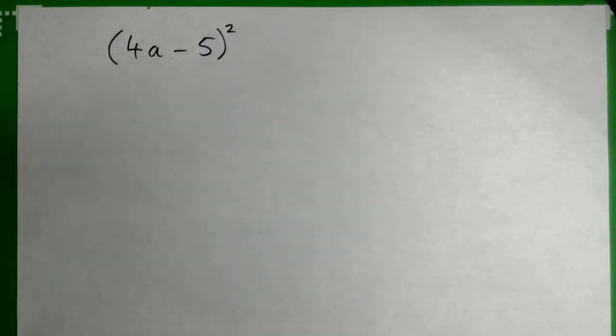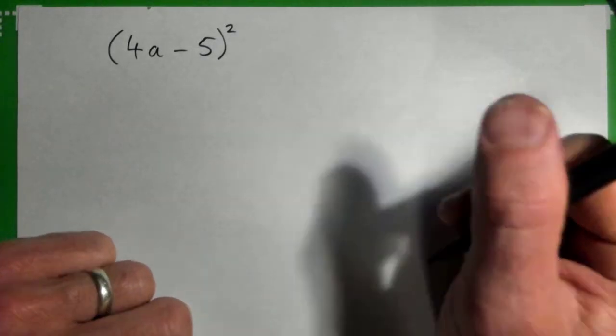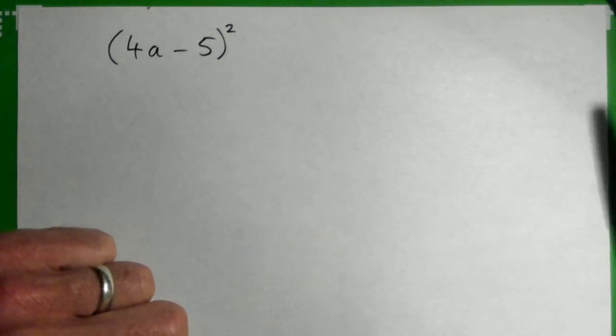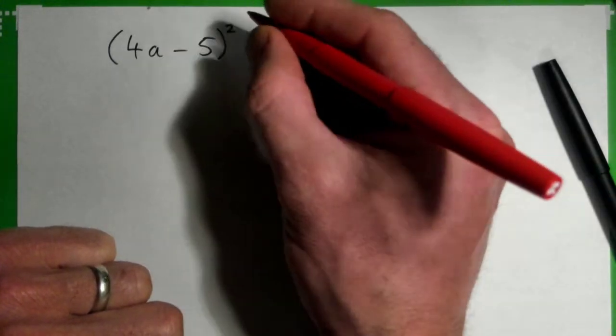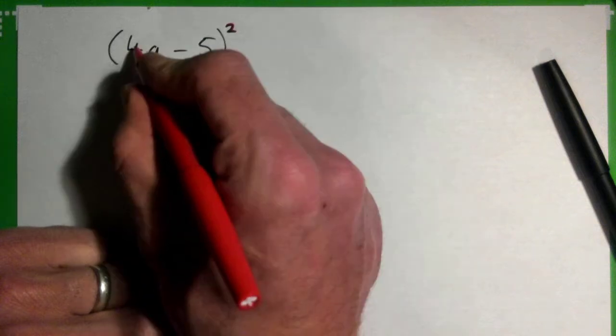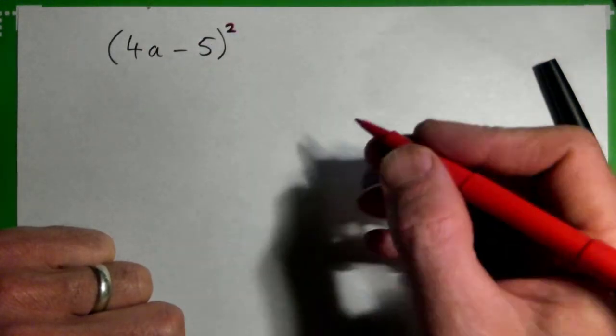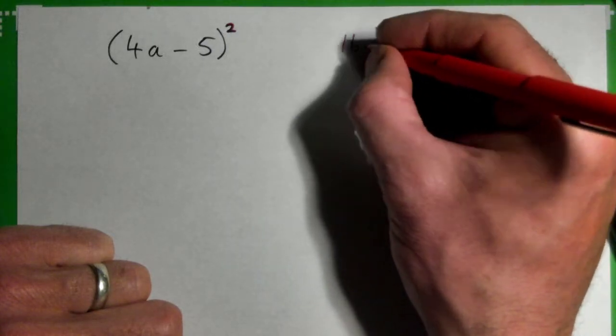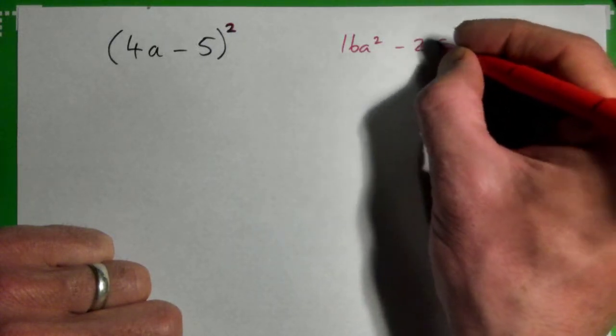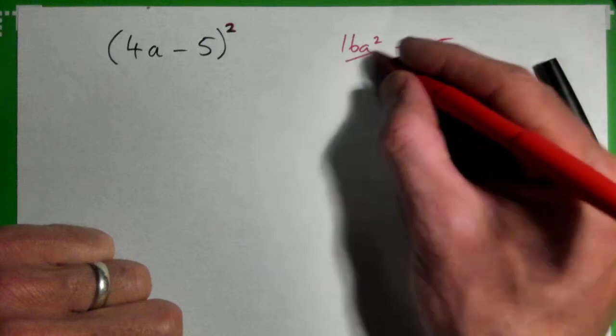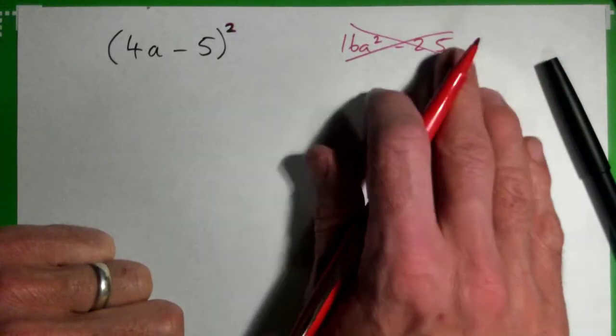Alrighty, so we have 4a minus 5 all squared. Before we do anything, you can't just take the squared and multiply it and put it on this and put it on this to get something like 16a squared minus 25. Okay, that is incorrect. It's not right, and we'll show you why.